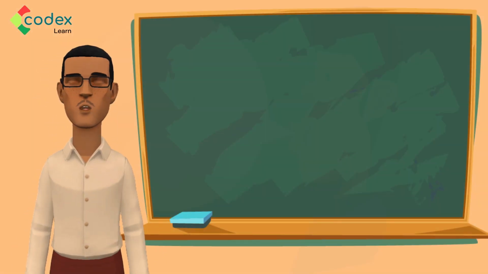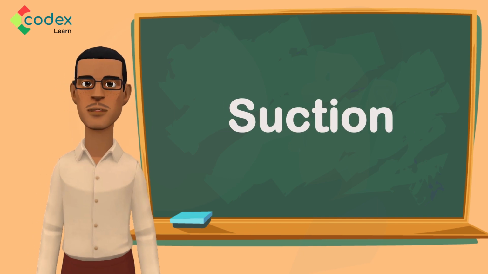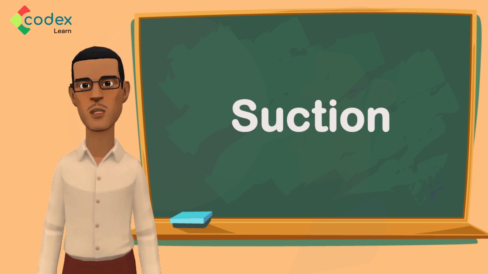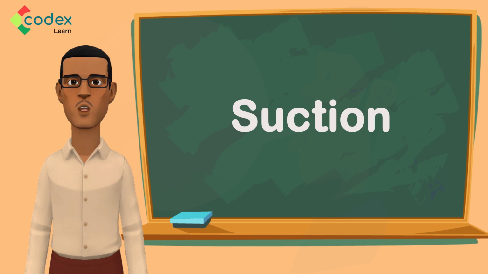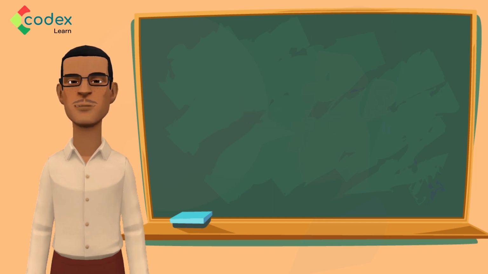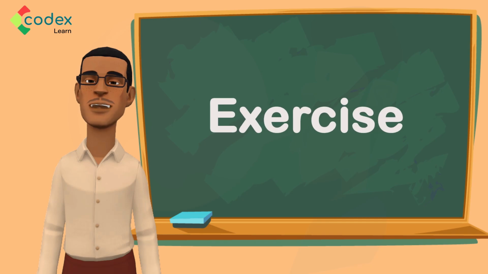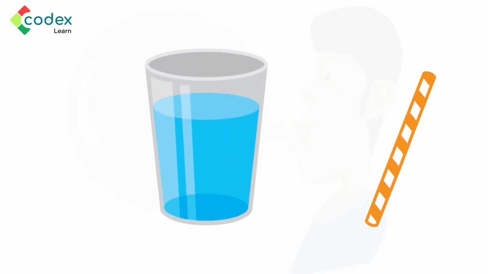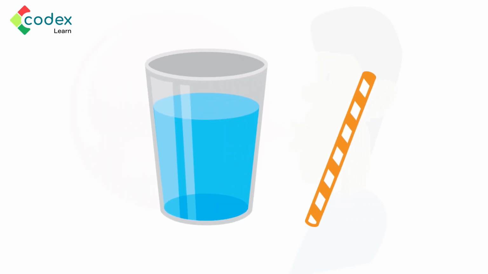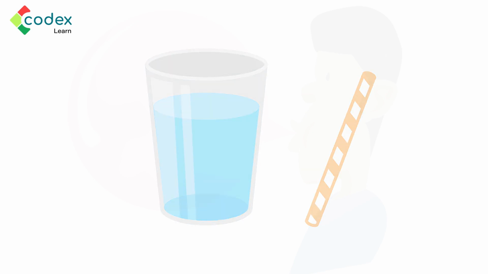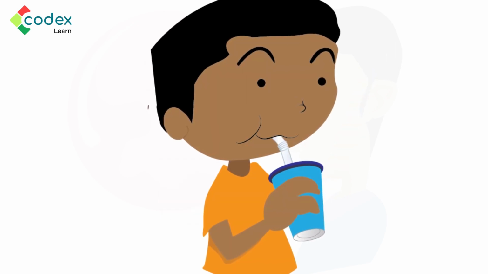But that is not all. Air pressure is also useful for suction. Suction simply means to suck in or pull something towards you. How does suction apply to air pressure? I'll show you how, using another exercise. Get a cup of water and straw if you would. Please. Ready? Now, suck on the straw until you can sip the water through the straw.